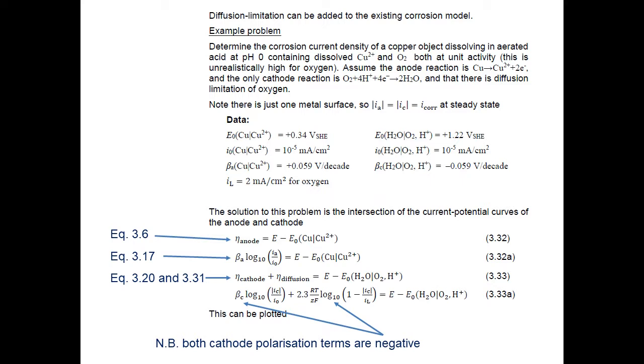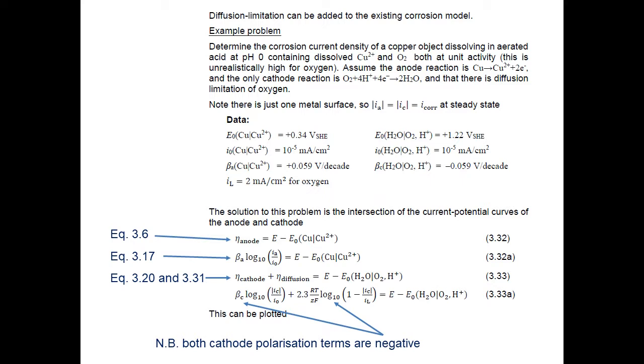And I'm given my usual data for solving this problem, in addition to the equilibrium potentials for each electrode, the exchange current density, and the Tafel slopes, I'm also given this I subscript L. I'm told that the diffusion-limited rate of oxygen supply, because of whatever the boundary layer thickness happens to be, this limiting current density is 2 milliamps per centimeter squared for oxygen supply.